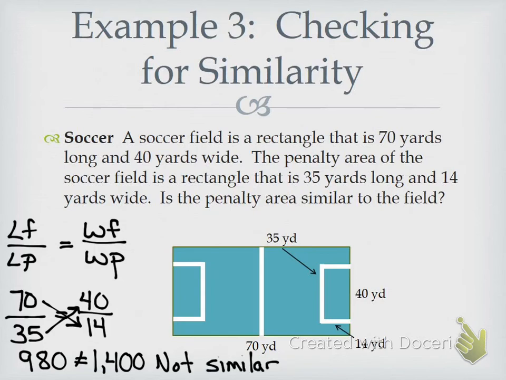And that's my answer. The reason I have to say not similar is because that's what the question was asking me. Are they similar? And I say no, they're not similar. Now this will help you on number 20. You're comparing computer screens. This is going to help you on number 20.